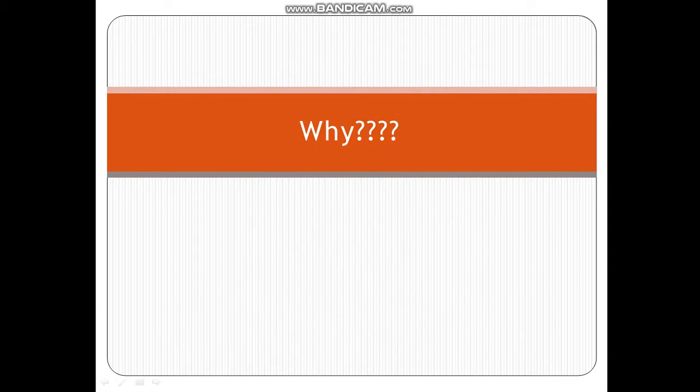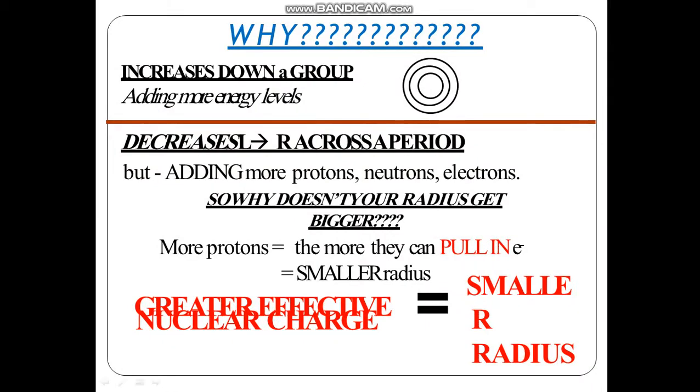Why does it increase from top to bottom? It increases down a group because it is adding more energy levels, like this, and decreases across a period because it is adding more protons, neutrons and electrons. More protons can pull the electrons in to a smaller radius.